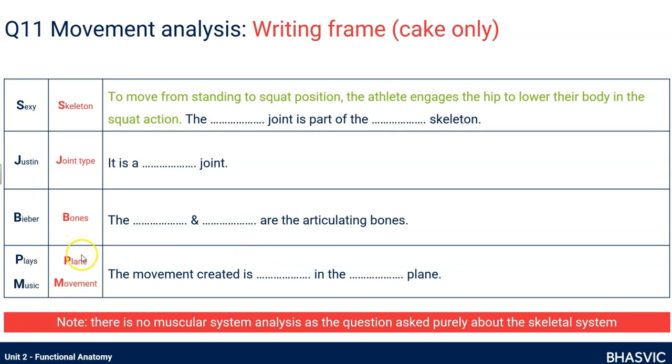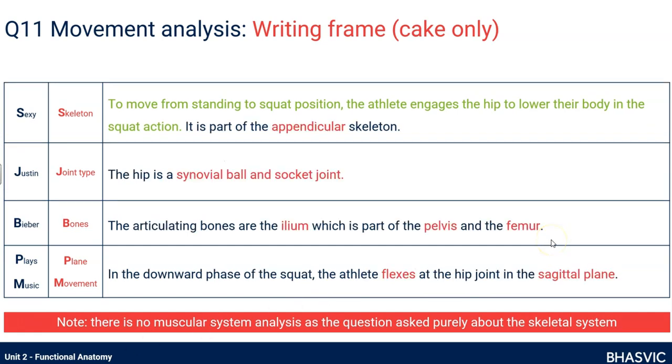So these 2, as I've said, go together. Movements happen in a plane. The movement created is flexion in the sagittal plane. The movement created is rotation in the transverse plane, whatever it happens to be for your joint. Of course, please note there are no muscular system analyses at all in question 11. They are only present in question 12. Question 11 is just about the skeletal system.